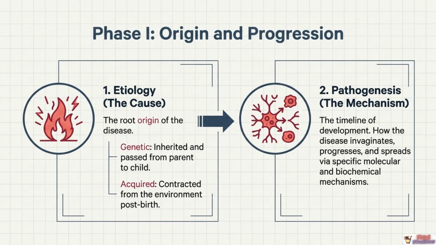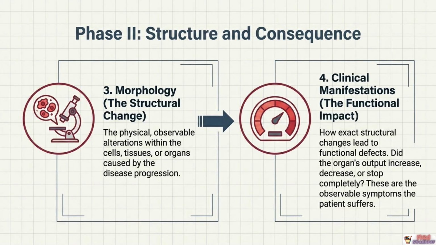for drug therapy. The third and fourth dimensions of the diagnostic framework, morphology and clinical manifestations, complete the disease story by documenting what the disease does to tissue structure and what the patient consequently suffers. Morphology, from the Greek morphe, meaning form, refers to the physical, observable alterations within cells, tissues, and organs caused by disease progression. Morphological changes are studied at two levels.